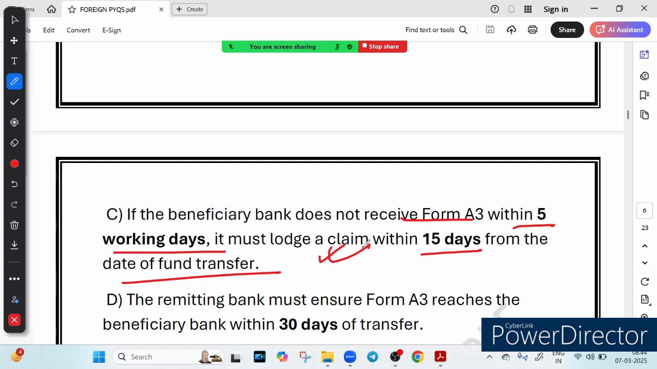And option D says that the remitting bank has 30 days to send Form A3. This is incorrect because no such 30-day rule exists for the Form A3 submission. So the correct answer to this question is option number C.